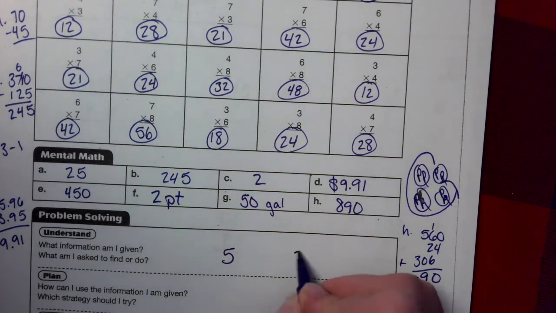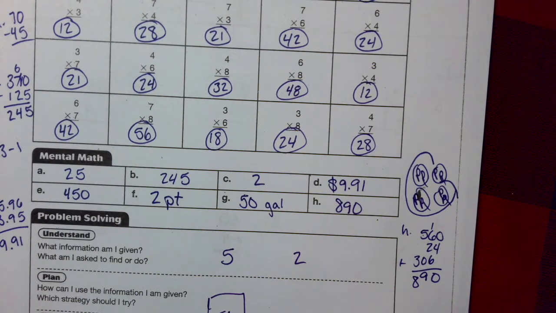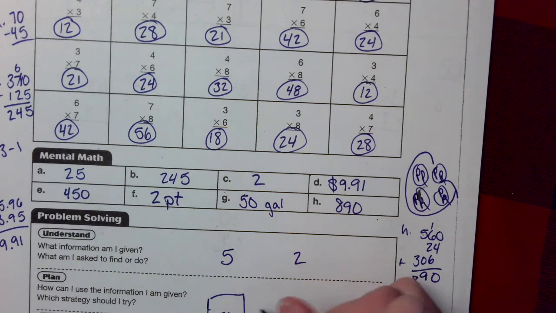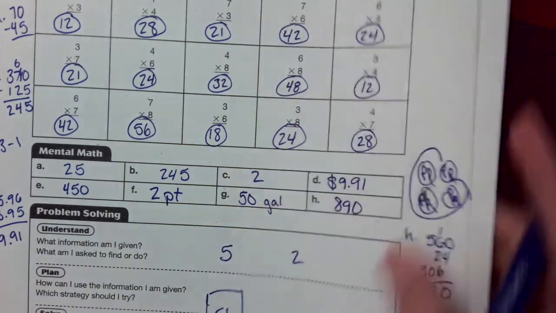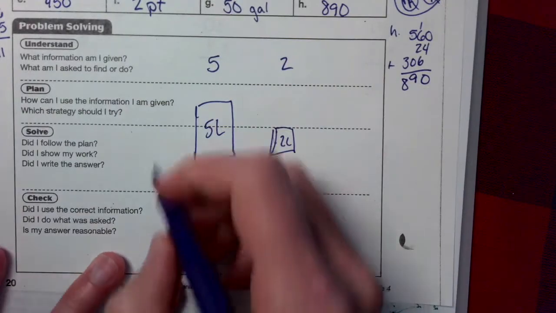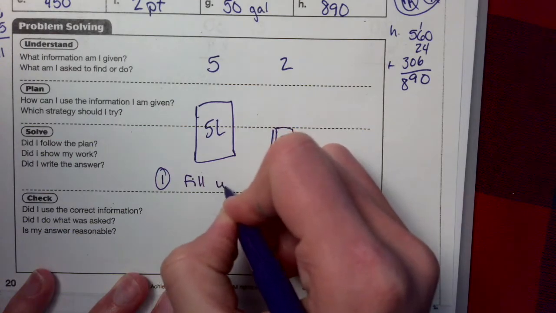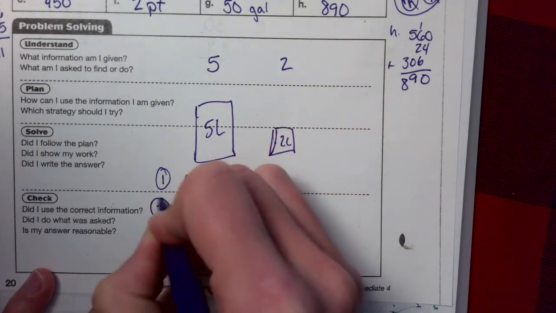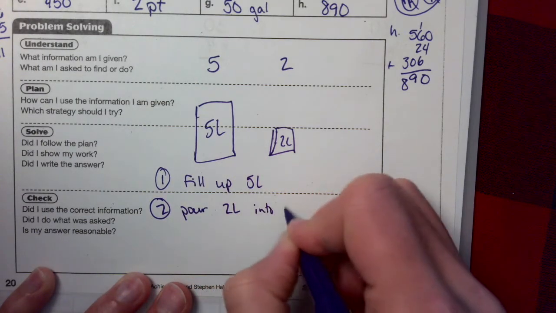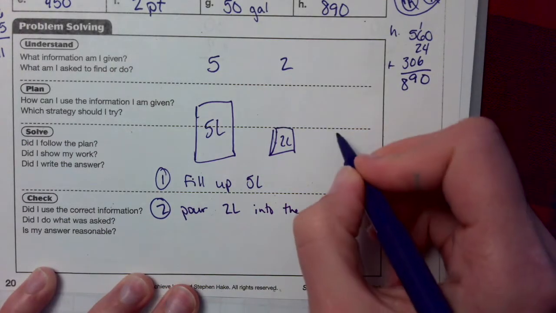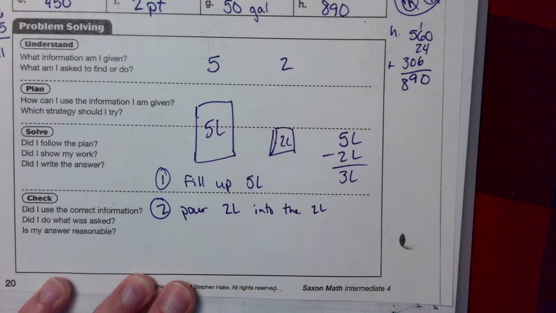So if he's got a 5 and a 2, well, what if he filled up the 5, then he could use that to pour some into the 2-liter. Oh, sorry, you can't see. Okay, so I'm going to put first, fill up the 5-liter. Second, pour 2 liters into the 2-liter container. Then 5 liters minus 2 liters is going to equal 3 liters.